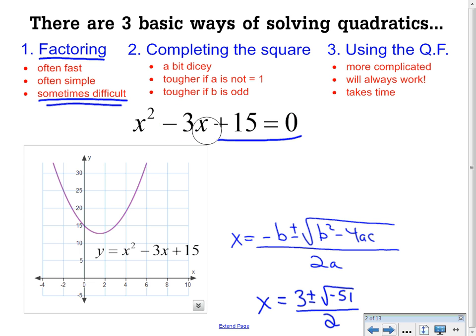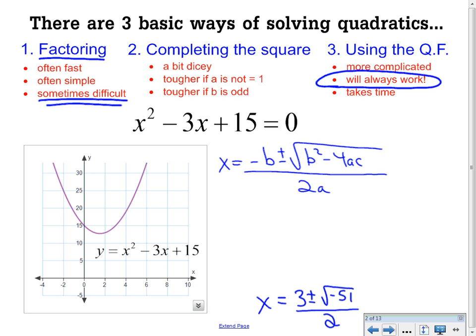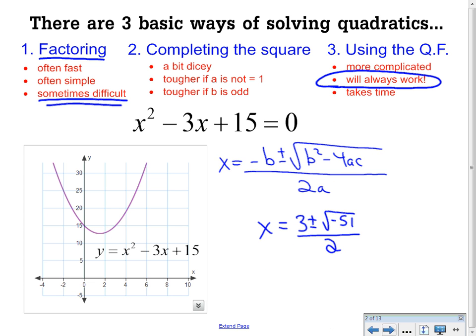So the third way always works. It's the quadratic formula. The only problem is that it's a little more complicated and takes some time, but it does always work. So if we're really bent on trying to solve this quadratic and find out what numbers solve this, we're going to find out, if you use that quadratic formula correctly, that the discriminant is a negative number.